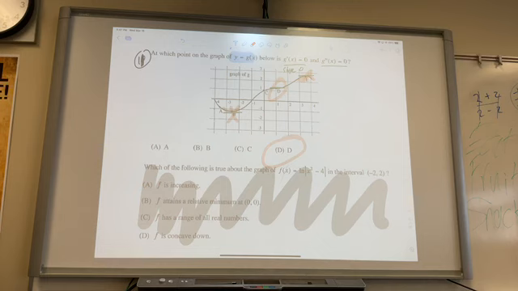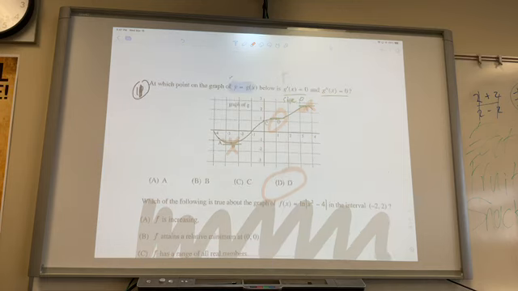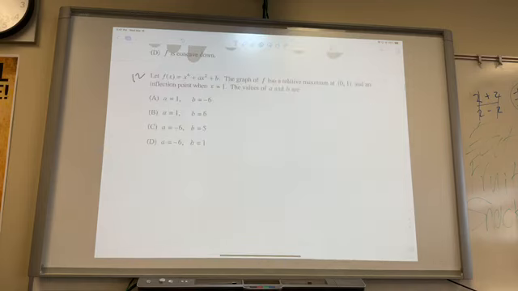It means that there's a horizontal tangent there. So if it's 0, it's a horizontal tangent. Oh, yeah. Okay. I get bonus points on this one.